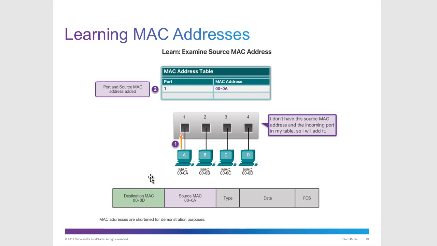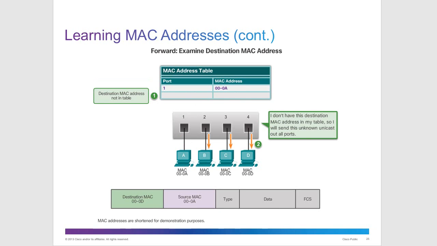So you've got this frame here that's being sent to 0D, which is computer D over here, and the source is A. It's going to send this frame into port 1 on the switch, and we're going to say this is just a 4-port switch. As it's sent into the switch, the switch looks at the source MAC address and says, okay, port 1 belongs to the MAC address 00-0A. So I'm going to put that in my table so I know exactly who's connected to port 1.